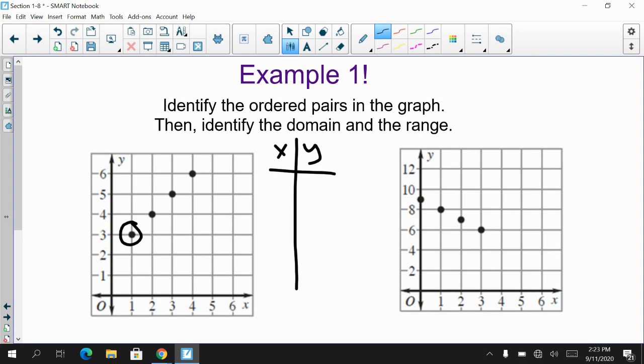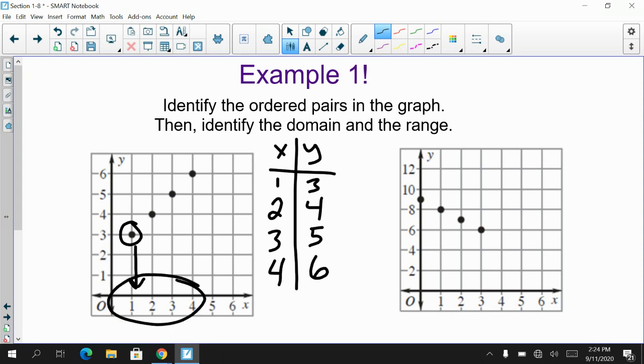This first point has an x value of 1 and a y value of 3. The second point would be 2, 4. The third point is 3, 5. And the fourth point is 4, 6. So each one we're looking at the x values and the y values to get coordinates, ordered pairs. You could also write these with parentheses. I could write that 1, 3. It's the same thing.